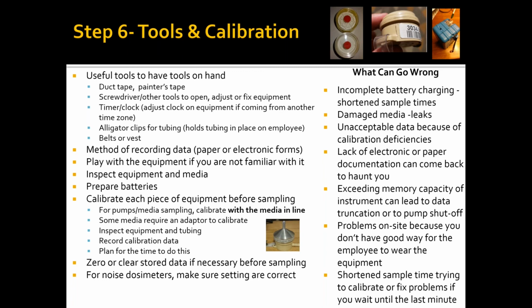To the right up there is a Gill-Air pump where the belt clip got bent from the employee. That will not go back in the docking station until that clip is bent back into position. So just be aware of those things and make sure to clear and zero instruments before sampling. It will make your life a whole lot simpler. Next slide, please.